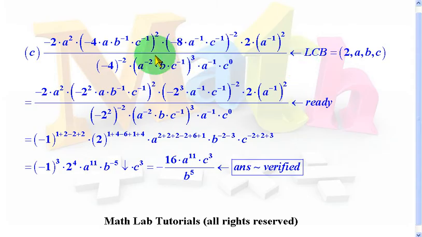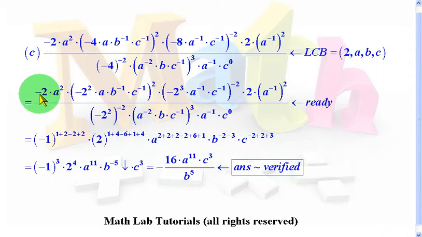And so we look at all the variables. The only variables that are involved are A, B, and C. And so we conclude that the lowest common base is 2 for the coefficients, and it's A, B, and C for the variables. So in the next step, we're going to look at the coefficients right now.